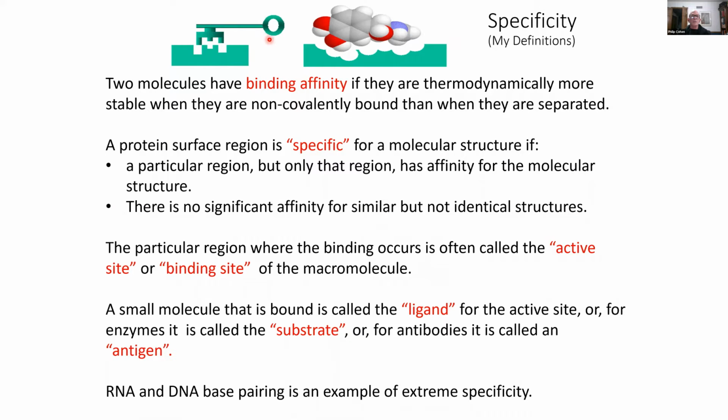And this is just to illustrate what I mean by specificity. This is a representation of the surface of the protein, and this is another representation. We used to talk about it as a lock and key, but that's pretty rigid. But this is just a molecular structure that's complementary to the site that's been created on the protein that is specific for it. And we say those two molecules have a binding affinity, and the protein surface region is specific for the molecular structure.